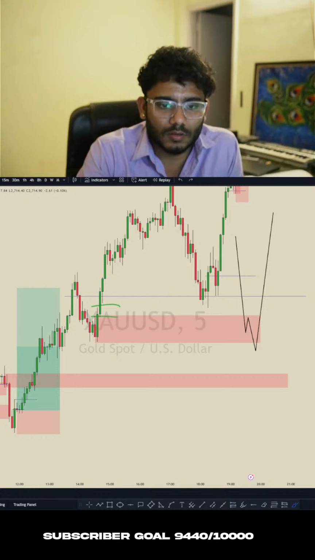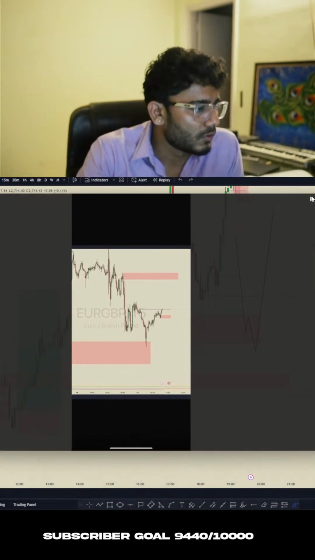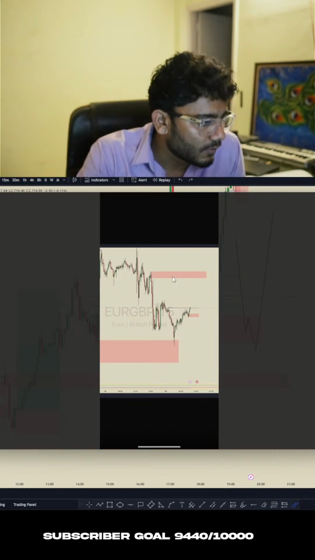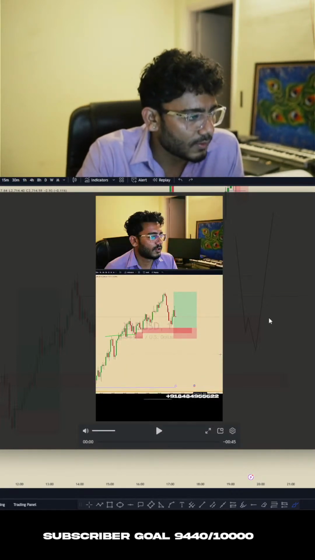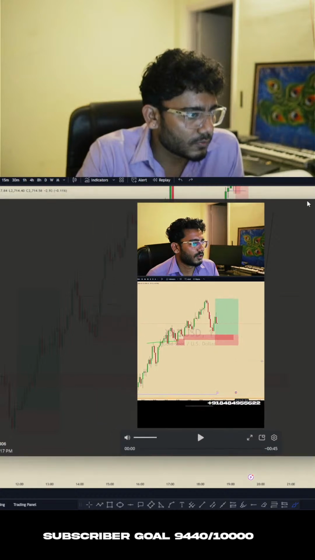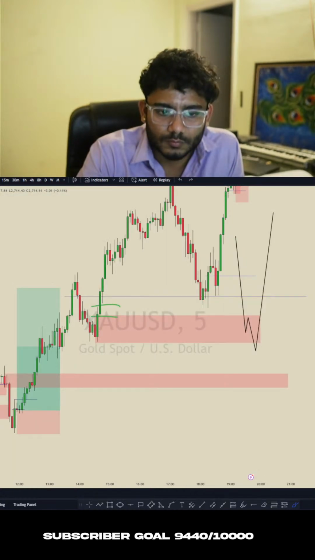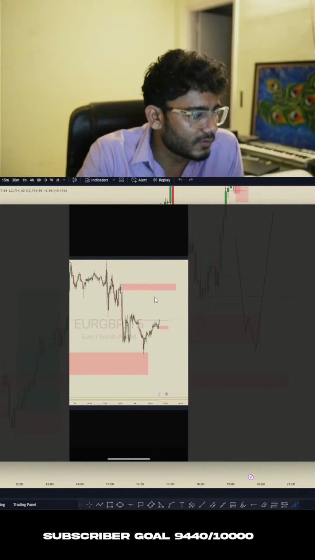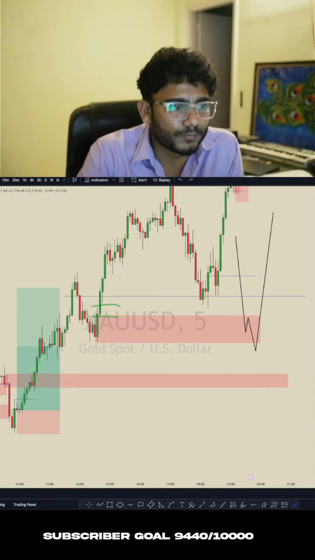Similarly on Euro JPY, we can say this is the order block. This is the sell zone, and this is the buy zone on Euro GBP.